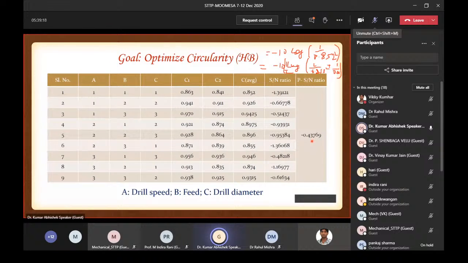So you can conclude that whatever the predicted SN ratio that you have predicted, it should be the higher among the computed SN ratios. Am I clear or not?